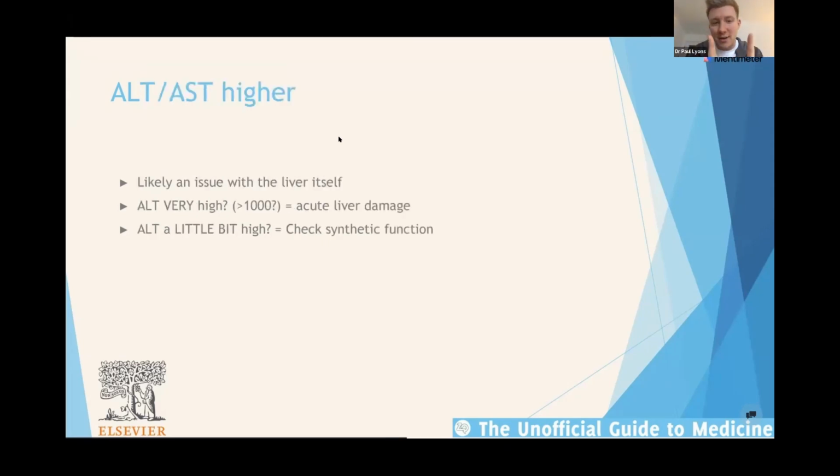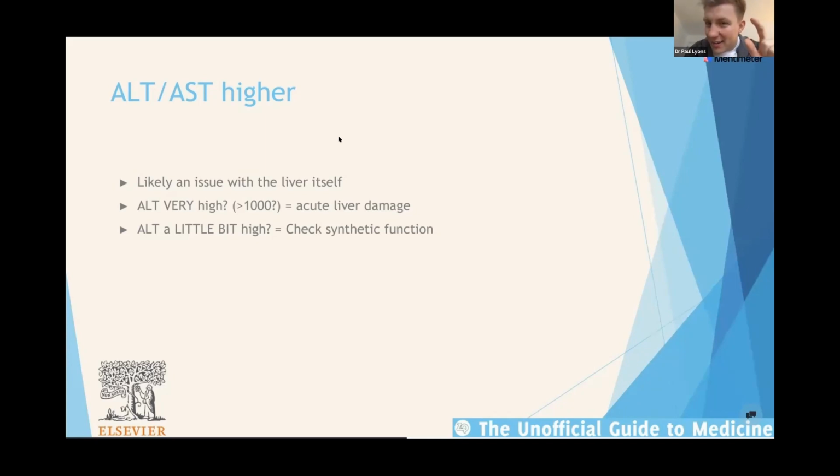If the ALT or the AST is higher, then you think, right, is it very high or a little bit high? If the ALT is very high, and I'm talking over 1,000, like, whoa, one of those ones you get up in the computer and you think, oh no, I'm not finishing on time tonight. If it's that high, then you're thinking acute liver damage. So acute hepatitis, paracetamol overdose, for example, an acute liver picture, ALT will be through the roof.